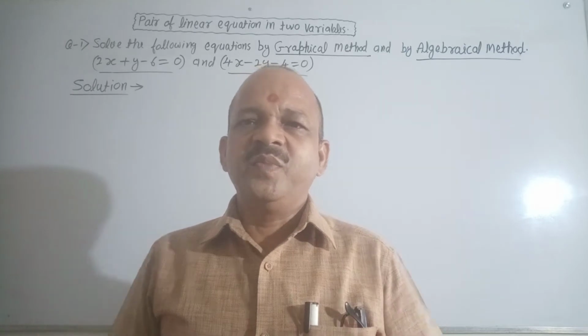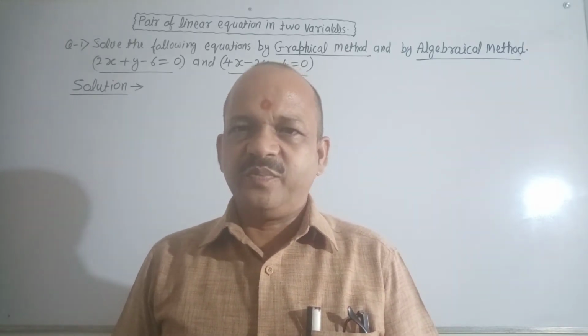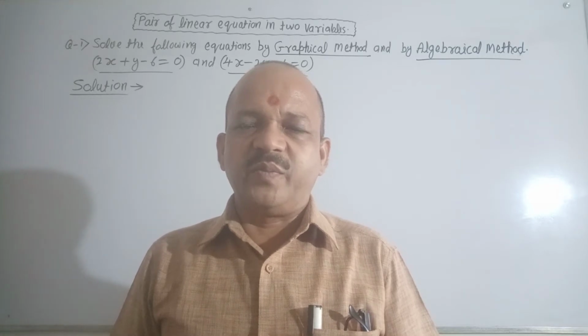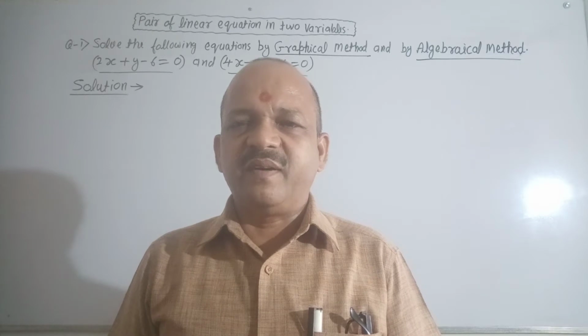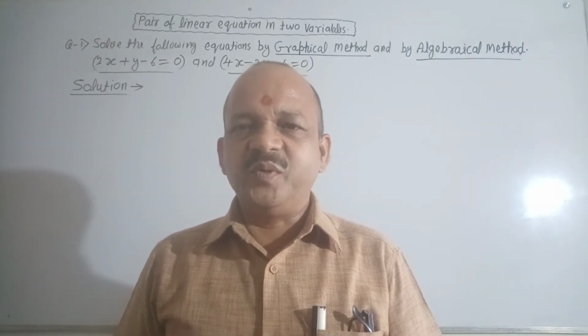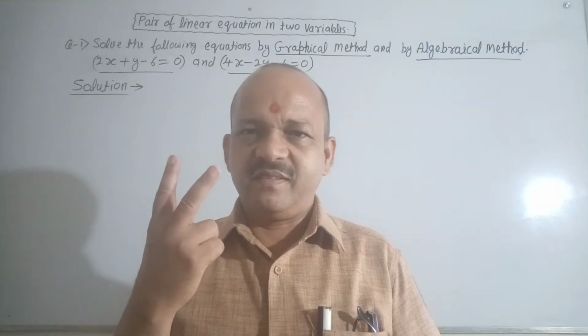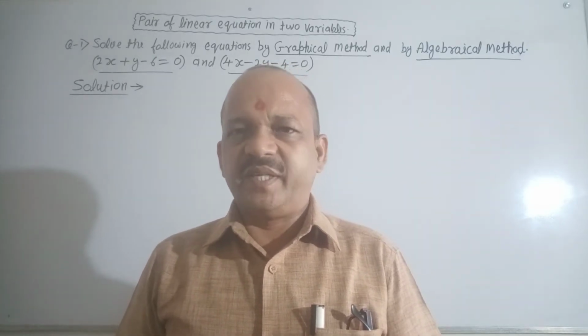Very good. a1x plus b1y plus c1 equal to 0, a2x plus b2y plus c2 equal to 0. It is the form of a pair of linear equations in two variables. You can solve your question by two methods. First, graphical method. Second, algebraical method.